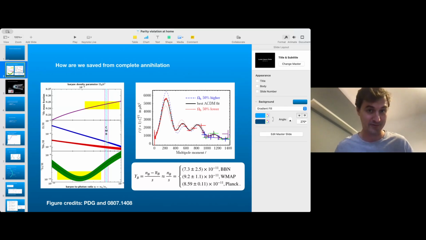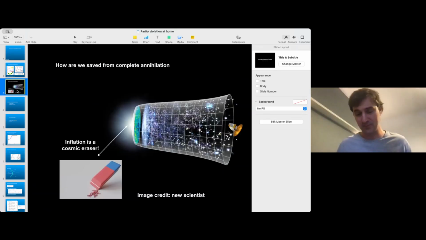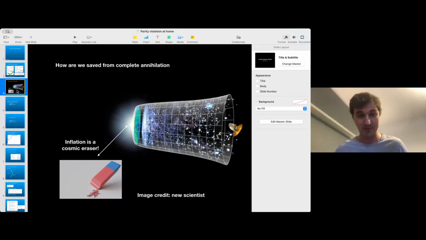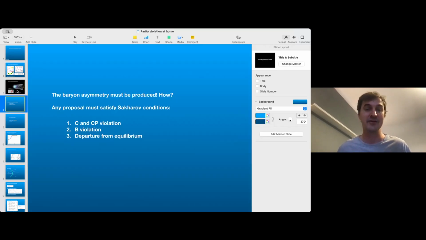within errors. Now, in some ways, this wouldn't be a mystery if we didn't have a period of rapid expansion known as inflation. The reason inflation is important is because ultimately inflation is a cosmic eraser. It causes such a rapid expansion that it dilutes any initial conditions. So even if we had an initial asymmetry between matter and antimatter which is order one, that would still not be enough because it would be completely wiped out by inflation. So we have to find a way to produce the asymmetry between matter and antimatter. So how do we do it?